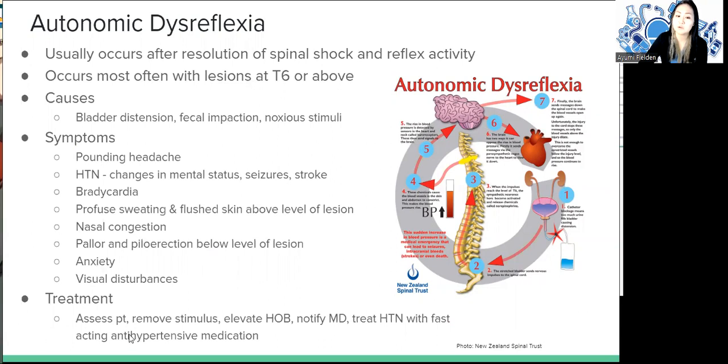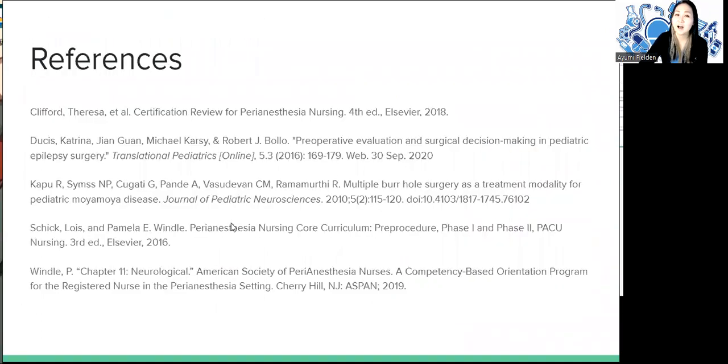For this patient, just remove the stimulus. So if the bladder is full or the Foley is clogged, fix it. Elevate the head of the bed, notify the MD, and treat hypertension with a fast-acting antihypertensive medication. So that covers your neurosurgery patient. I hope you got some hints on how to care for those neurosurgical patients. Thank you for listening.